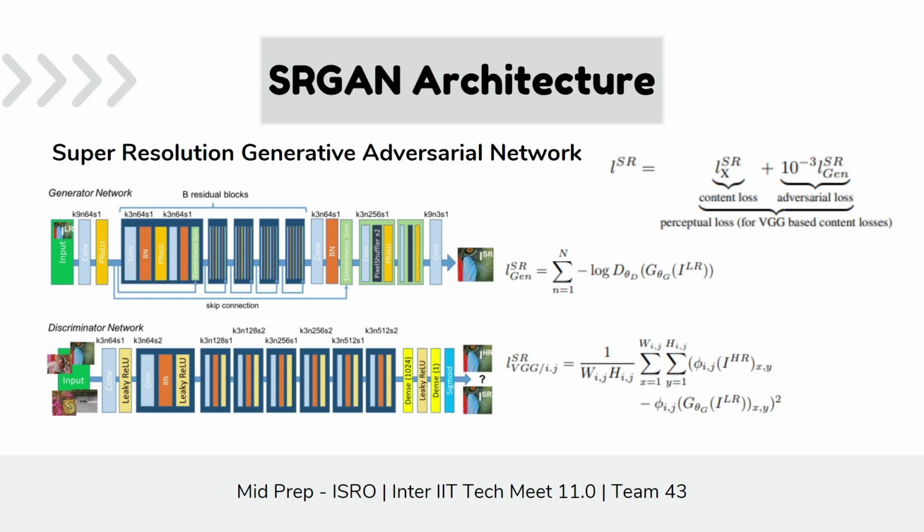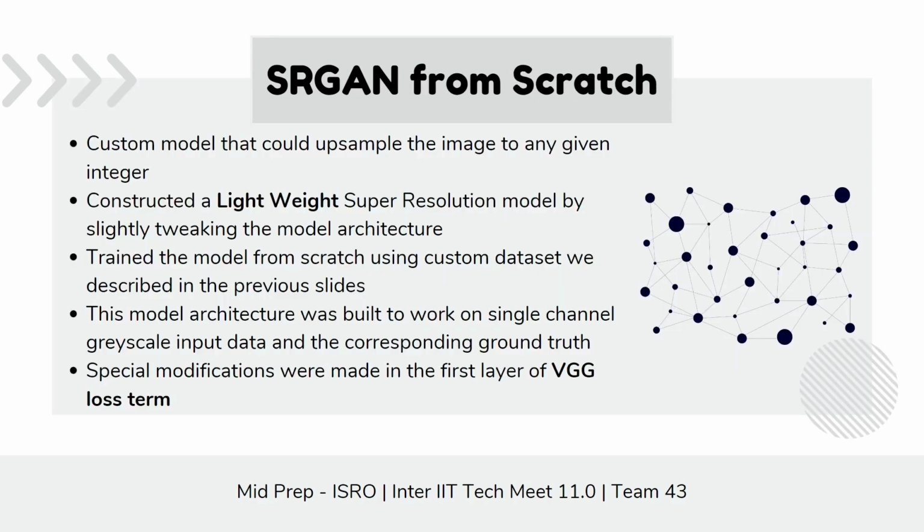These images summarize the model architecture. Above is the generator part, which actually generates the upsampled images, and the other one is the discriminator, which classifies between a fake generated image and the ground truth. The loss terms alongside show the generator loss and the discriminator loss. The discriminator loss here is also known as VGG loss. The equation on the top shows the overall model loss.